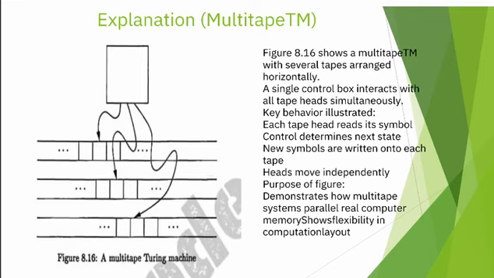On this slide, we can see figure 8.16. It shows multiple tapes placed horizontally with a single control unit above them. Each tape has its own head and all heads read simultaneously. This clearly demonstrates how multi-tape machines simulate parallel memory, making them more flexible and efficient in layout.